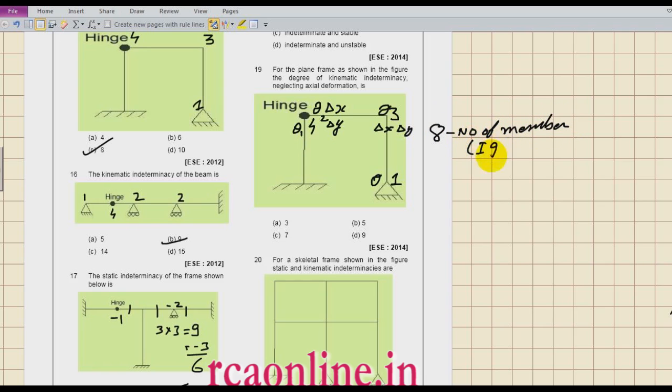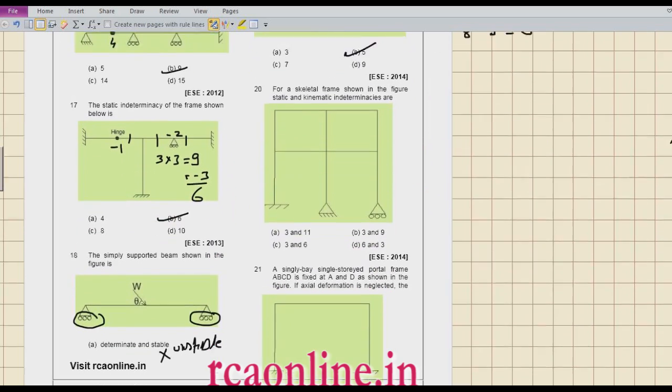So what is that? Ignoring axial deformation. Is it okay? So how many members? 3. So 8 minus 3, 5. Is it okay? So 5 is the answer.